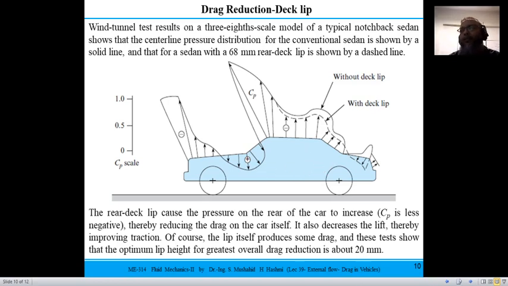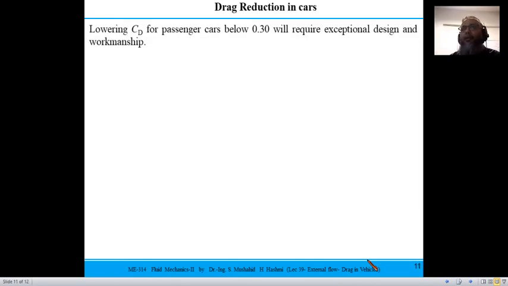So this study has suggested that the overall drag reduction, the greatest reduction, is when your lip height is about 20 millimeter. So all these wind tunnel studies help in improving the design, and we can do the drag reduction in cars as well. A drag coefficient less than 0.3 would require efforts in design as well as in workmanship.